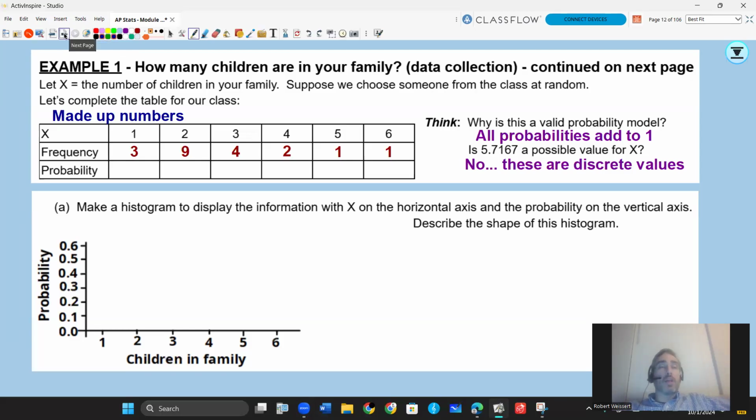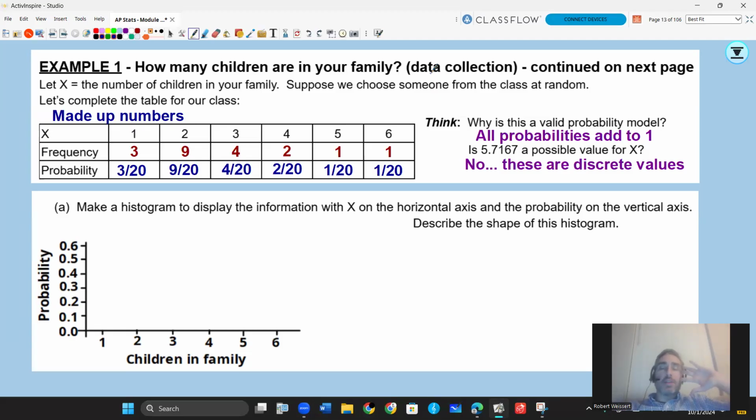So if I look at all these numbers here, if I polled 20 people, well, 3 out of 20 have 1, 9 out of 20 have 2, and so on. Now, why is this a probability distribution? Why is it valid? Well, all of your probabilities are between 0 and 1, and they add to 1. Can 5.7167 be a possible value for X? No, you can't have a fraction of a child in your family, so it's going to be whole numbers, and that's why it's a discrete variable.